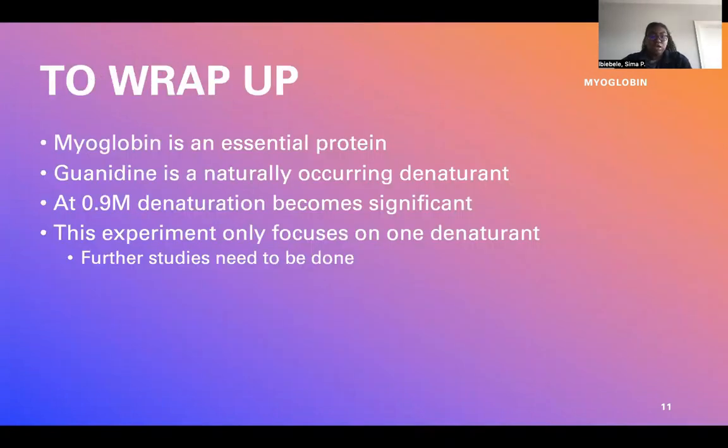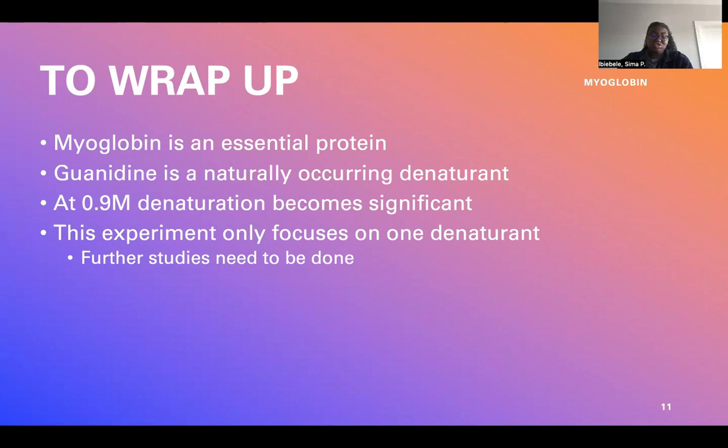To wrap up, myoglobin is an essential protein in the human body that helps oxygenate our muscles. Guanidine is a denaturant that appears in our body as a natural product of protein metabolism. From this experiment, we know that at a concentration of guanidine hydrochloride of 0.9 molar, the denaturation of myoglobin becomes significant, and by a concentration of 1.5 molar, almost all the myoglobin in the body is unfolded.